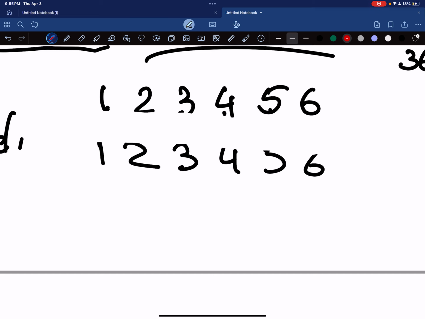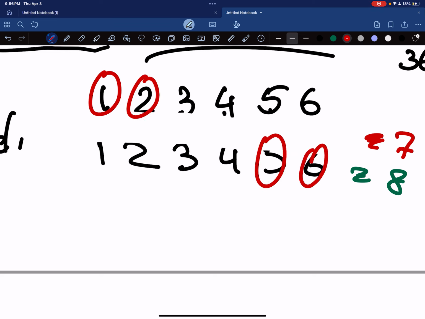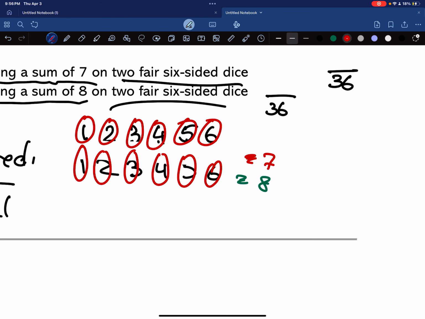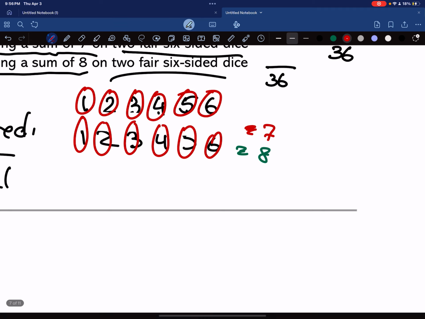To roll a sum of 7. So this is going to be 7, and green is going to be 8. 1 and 6, 2 and 5, 3 and 4, 4 and 3, 5 and 2, 6 and 1. That is a total of 6 combinations.